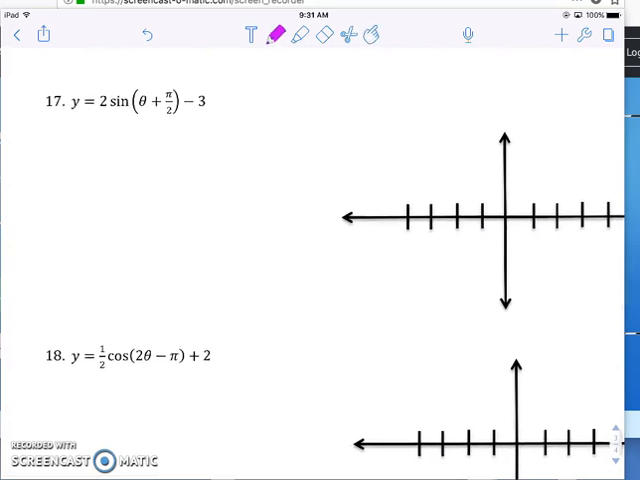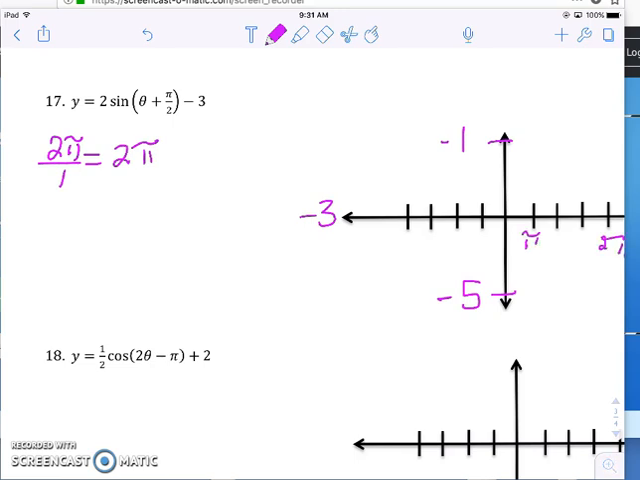So our next one here, it looks like we have a phase shift. So our midline's -3. Our amplitude is 2. So we have -1, -5. And let's see here. Our period, 2 pi divided by 1. So that's 2 pi. Well, that would be 2 pi over 4. So we got pi over 2, pi, 3 pi over 2. Phase shift would go to the left, pi over 2.